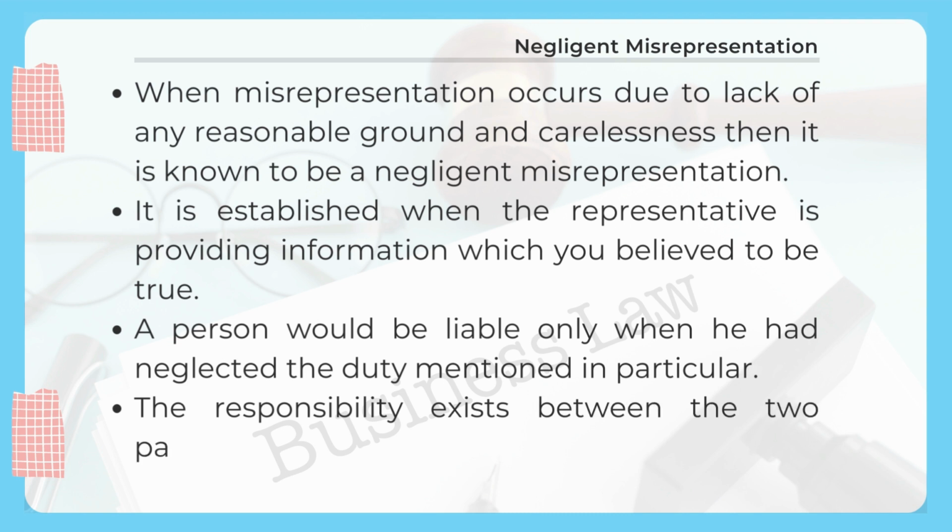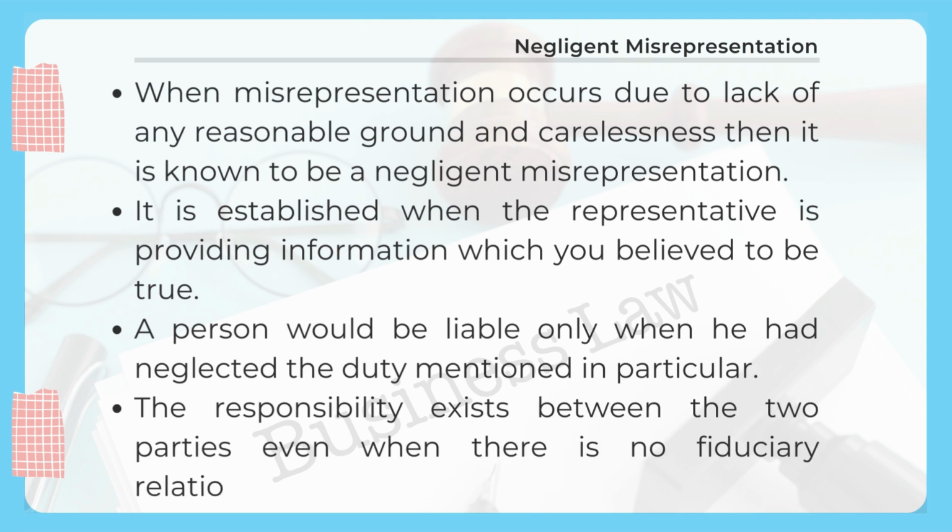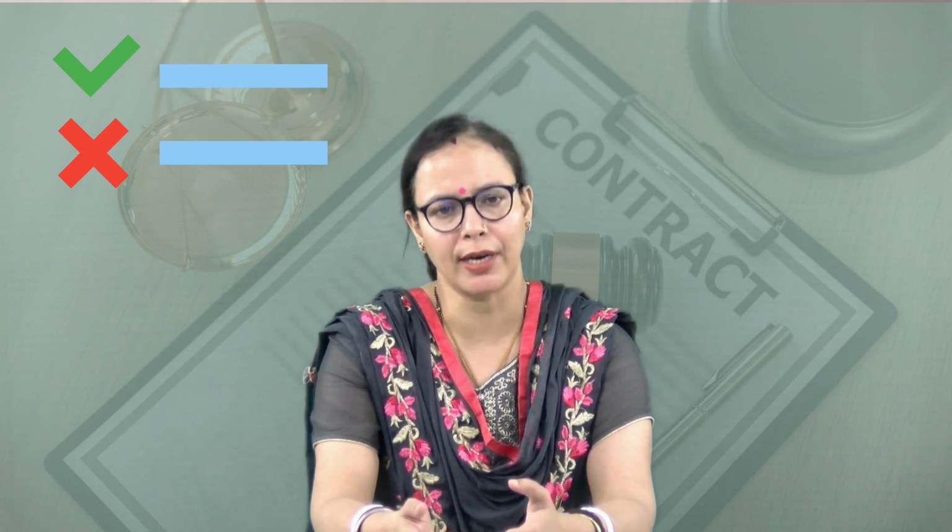So a person would be liable if he had neglected the duty mentioned in a particular scenario. So a relationship and responsibility exist between these two parties even when there is no fiduciary relationship. So negligent misrepresentation is when any reasonable ground or carefulness has been lacking in the contract. So you are negligent to collect the right information. Somebody provided you the information, you relied on that information and you have not put in your efforts to make sure whether it is wrong information or right information.